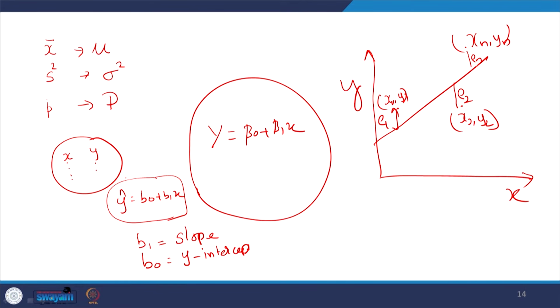So, what I am going to do, first I am going to find out the error for each value, then I am going to square the error, then I am going to sum the error, then for what value of this B1 and B0 the error will get minimized. So, that I am doing here in the next slide.